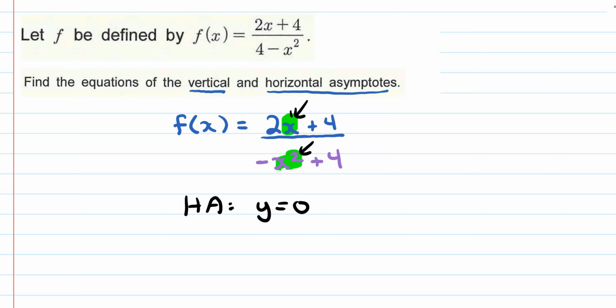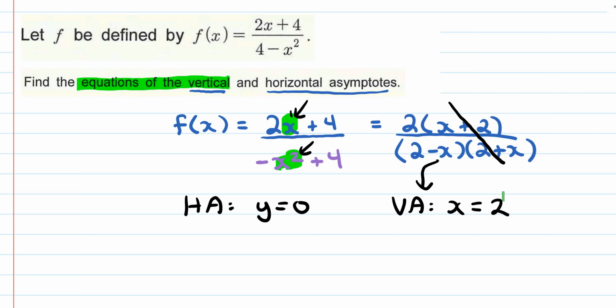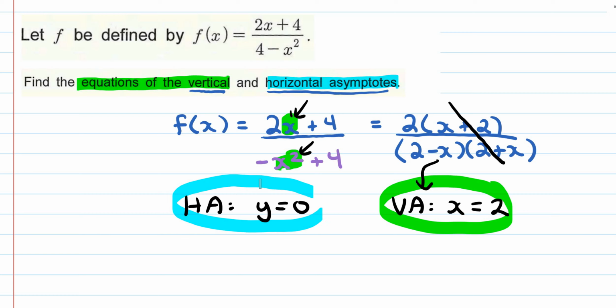Once again, doing the same steps from part A of this question, if we go ahead and factor here, I believe that was 2 minus x and 2 plus x. This is where you have the hole, and this is where you have your vertical asymptote. So your vertical asymptote is at x equals 2 there. So that's repeating the same question from part A. Once again, for part B, the question was to find the equations of the vertical asymptote, which is right there, and then the equation of the horizontal asymptote, which is right there.